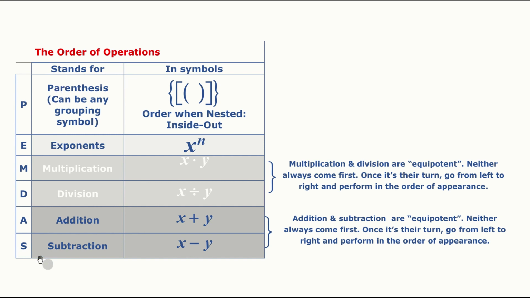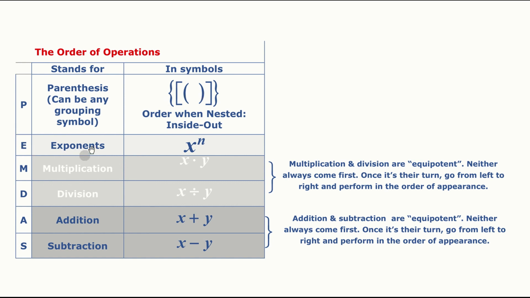It works out like this, okay? So we start with parentheses, which of course could mean any grouping symbols, and it could be a nest of them, one within another within another. In case that's the case, we work our way from the inside out, work out the innermost one first, then go to the next level, then the next level, etc.